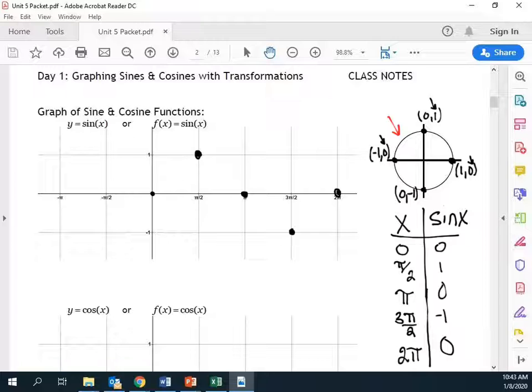So let's go ahead and connect these dots. I do not want you to connect them like this. That's not how a sine curve looks. It has to be a curve. So you have to have a smooth, rounded graph.